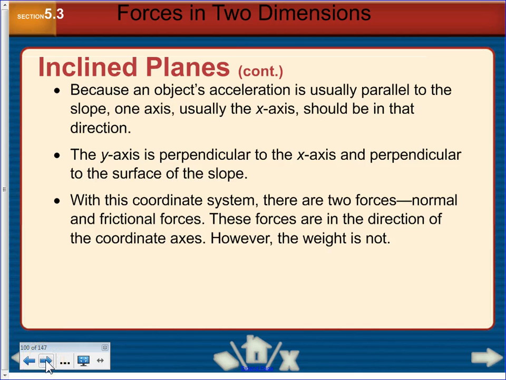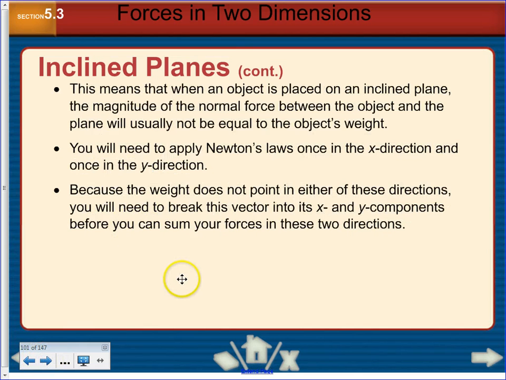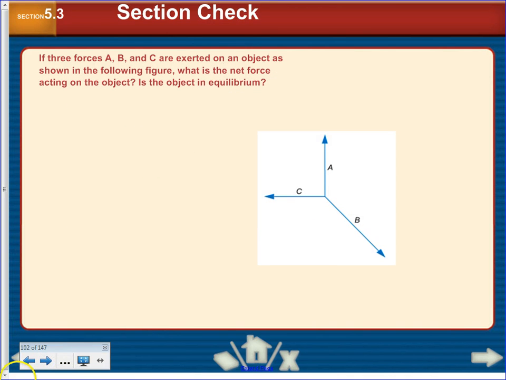The weight is straight down towards the center of the Earth, and so that means that when the object is placed on the inclined plane, the magnitude of the normal force between the object and the plane is usually not equal to the weight. You'll need to apply Newton's laws in the x-axis and then again in the y-axis. Really kind of two separate problems. But keep in mind, if they're not moving up or down, then the y-axis should have a net force of 0. Because the weight does not point in either of these directions, you'll need to break this vector into its x component and its y component before you can sum these forces. Okay, so that's it.